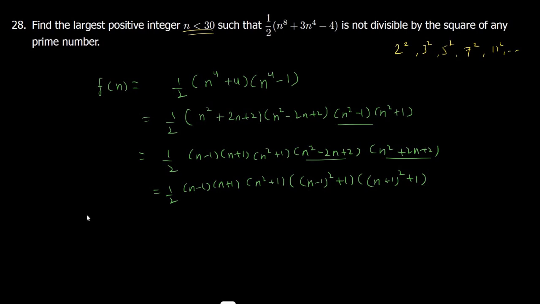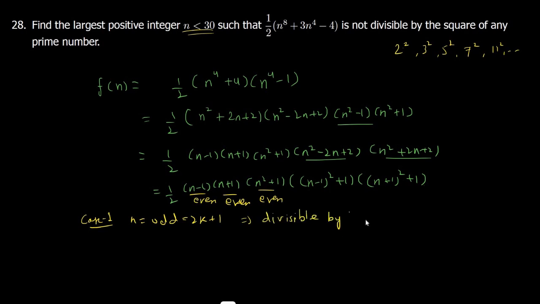If we try case 1, that n is odd, which is 2k + 1, then n − 1 will be an even number, n + 1 will also be an even number, and odd squared plus 1 will also be an even number. And if these three are even, then even if you cancel a 2 with one of the even numbers, at least a factor of 4 will remain. If at least 3 are even, then it will be divisible by 4, which is undesired, which is a square of a prime. So this is not acceptable. That means the number has to be even. So we can save some time and just let go of all the odd numbers.